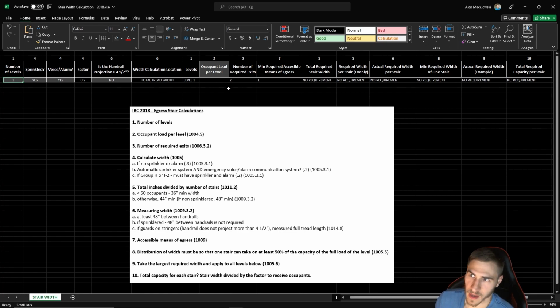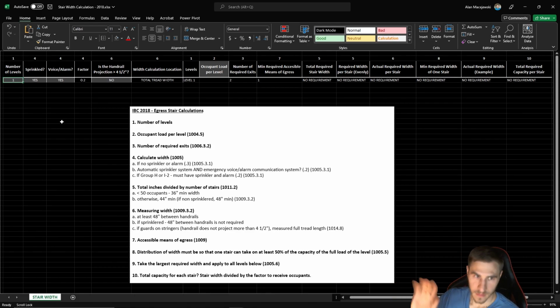Obviously I've built this out to where there are a lot of formulas, but if you have just one level, then we're not really worried about the stair width, because there really wouldn't be any. If I'm being honest, there's just one level and that's it. There's no stairs as far as requirements.